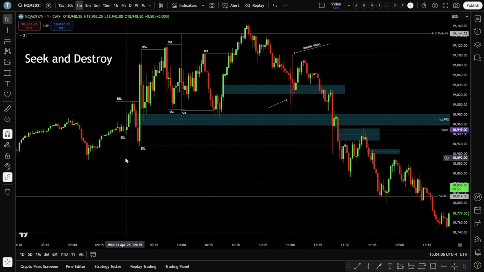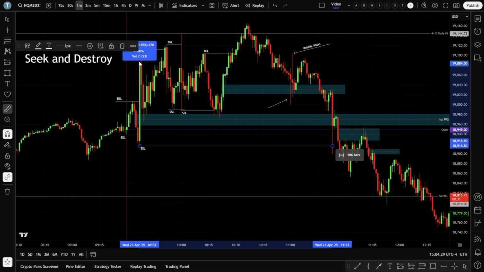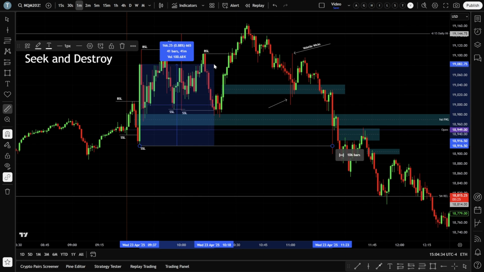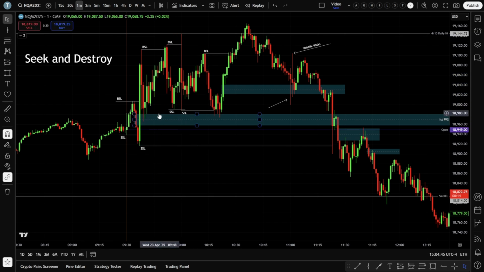So here you can see this orange vertical line is the 9:30 market open, and you can see price comes down, takes out sell side liquidity, and then immediately shoots up, taking out the buy side liquidity. And this candle here is 160 points in 1 minute. When you see that right there, it's just best to stop trading and just watch the markets.